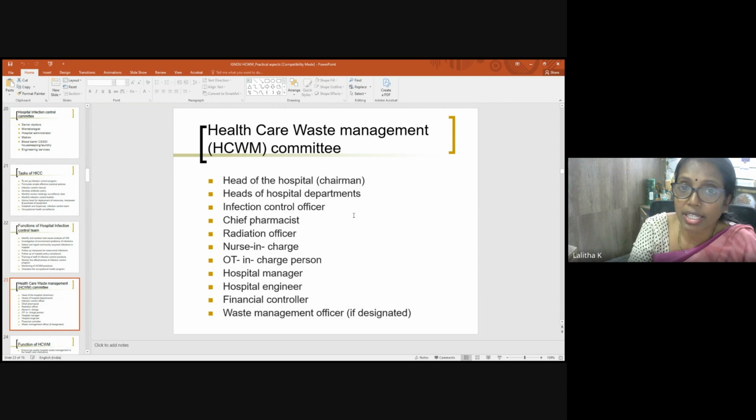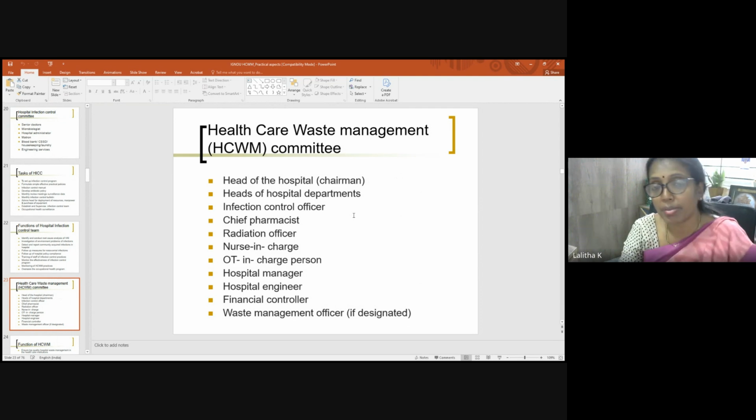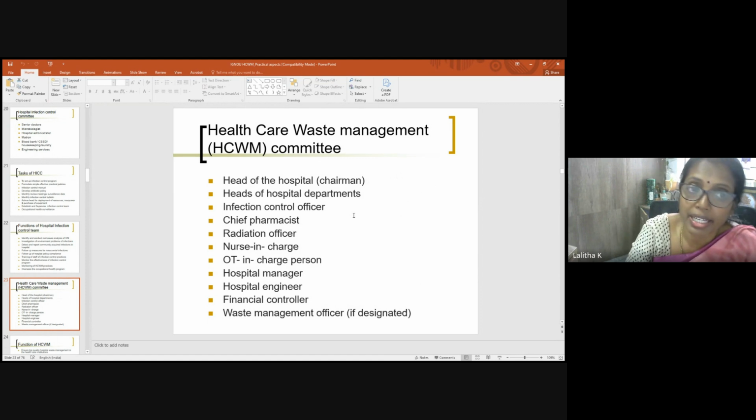So, as I was telling, even though you have HICC, you can also document your waste management committee separately, though it will be functioning together. It can have all the members of this hospital, from the head of the hospital, then the heads of the different departments, infection control officer, radiation officer, nurse in charge, and OT in charge.